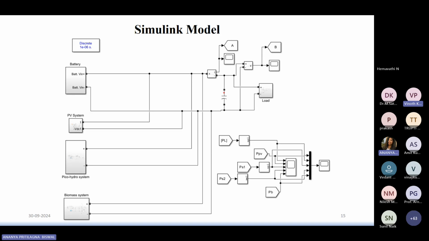This is the Simulink model, where it consists of three sources like PV system, pico-hydro system, biomass energy, and the energy storing device, that is the battery. And these are connected with their respective converters with maximum power point tracking.